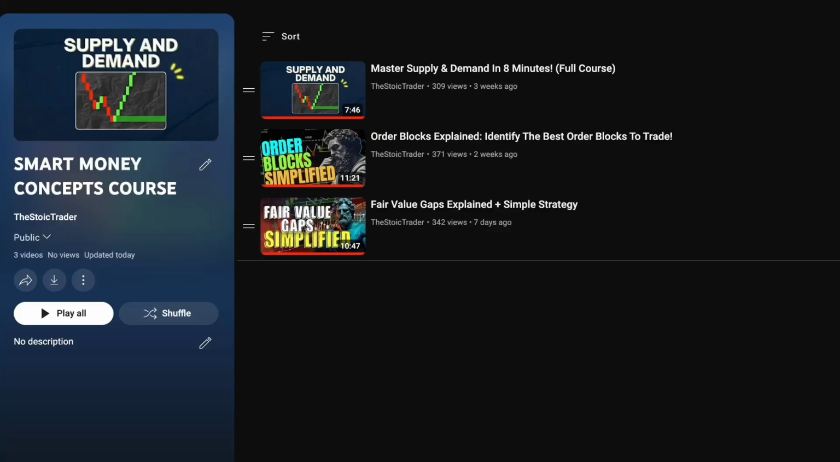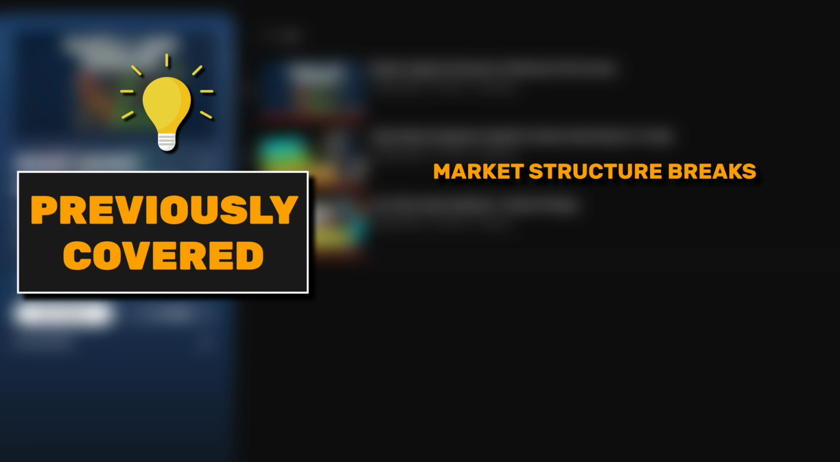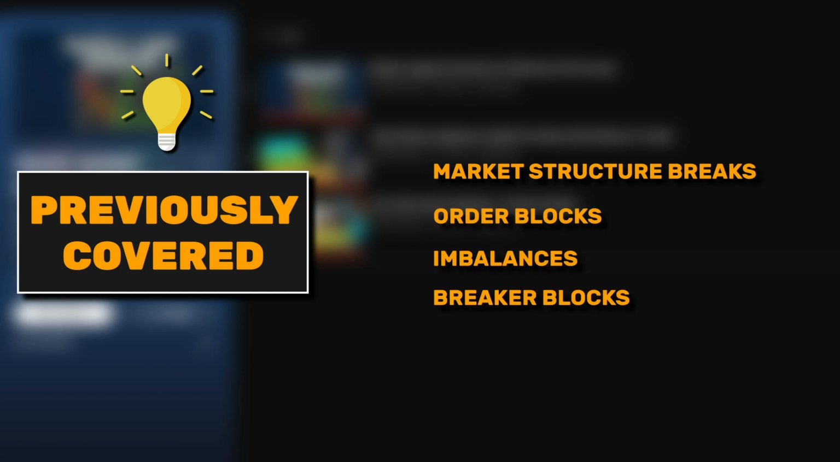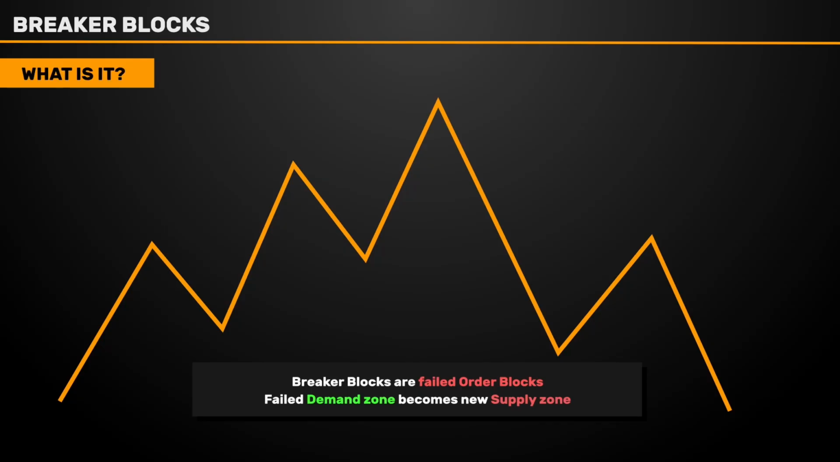Alright guys, this is our fourth video on our price action and SMC course. We have previously discussed market structure breaks, order blocks, imbalances, and now breaker blocks. Although it is a straightforward idea, it is incredibly effective. So what exactly is a breaker block? A breaker block is essentially a failed order block.